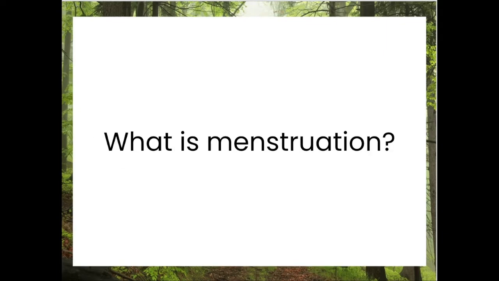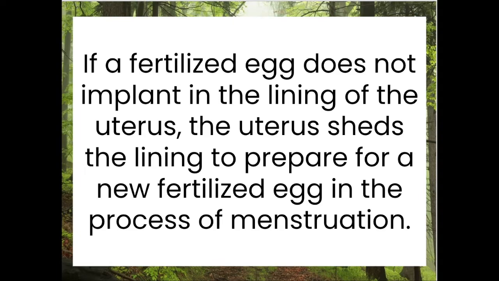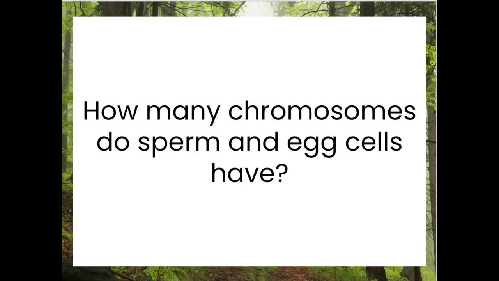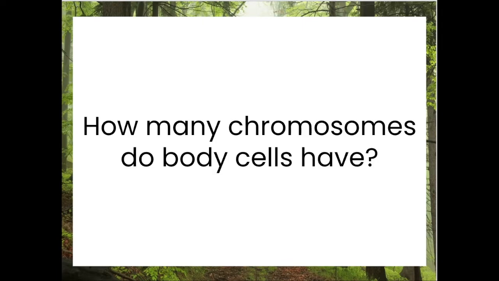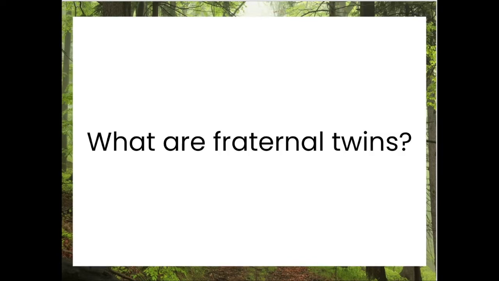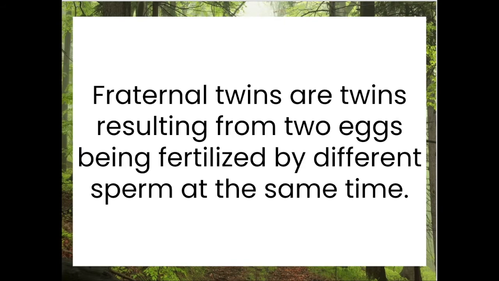What is menstruation? If a fertilized egg does not implant in the lining, the uterus sheds the lining to prepare for a new fertilized egg in the process of menstruation. How many chromosomes do sperm and egg cells have? 23. How many chromosomes do body cells have? 46.